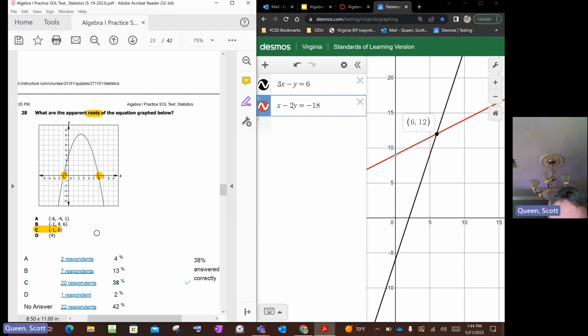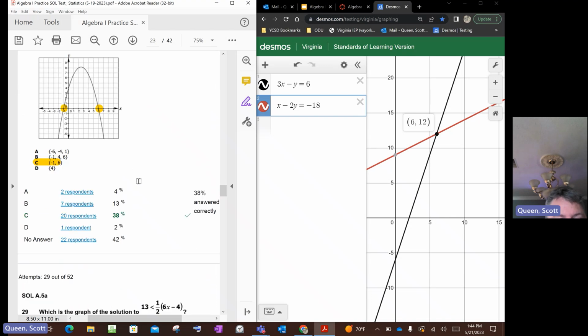And guess what the most incorrect answer would be? -1 and 6, and also throwing in that 4, which is right there, that B. And lots of people picked it. Roots, x-intercepts right there. Moving on.